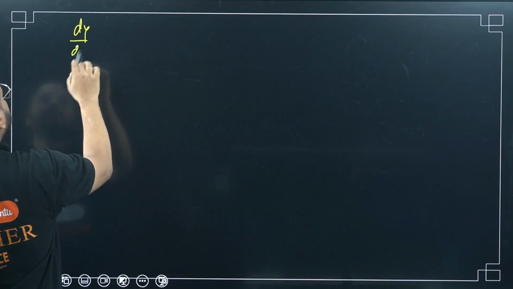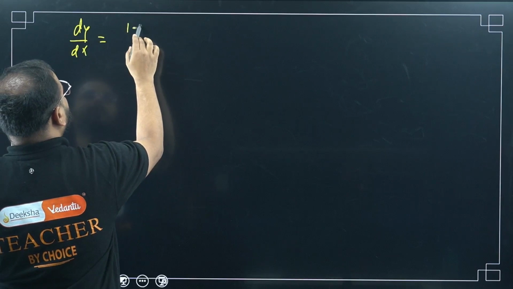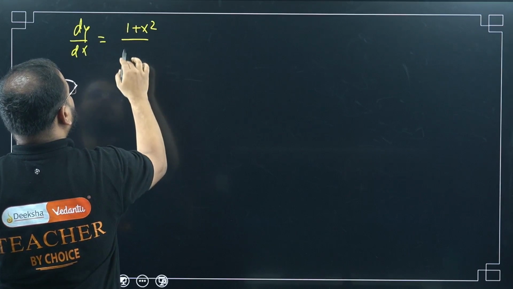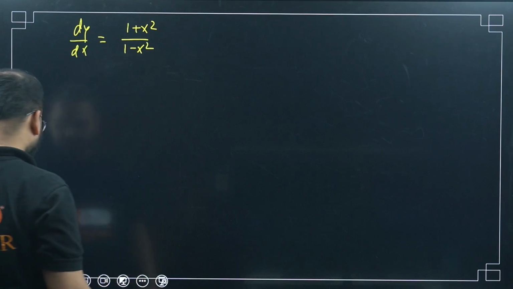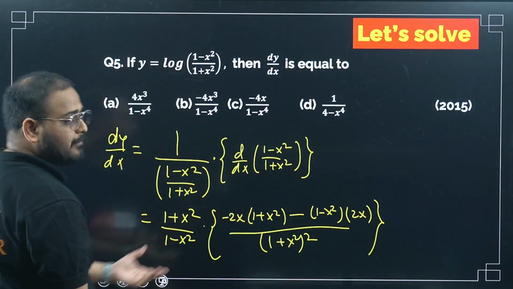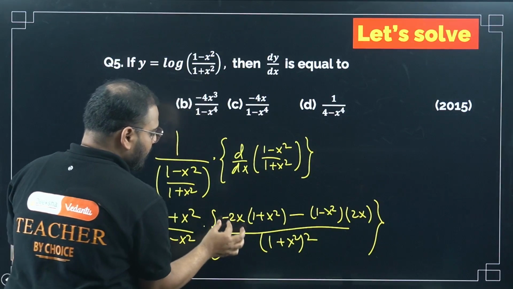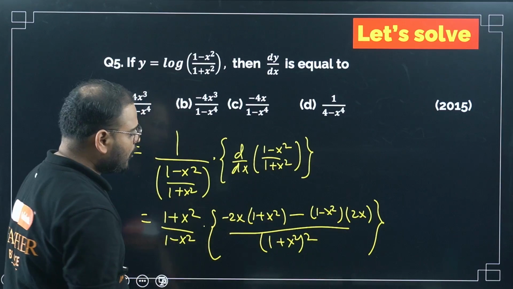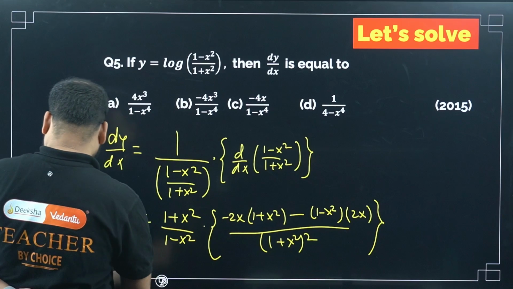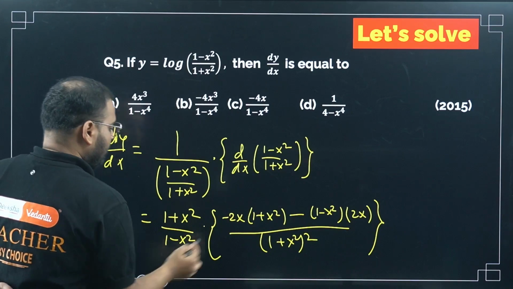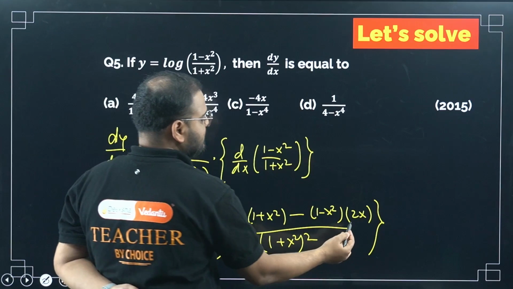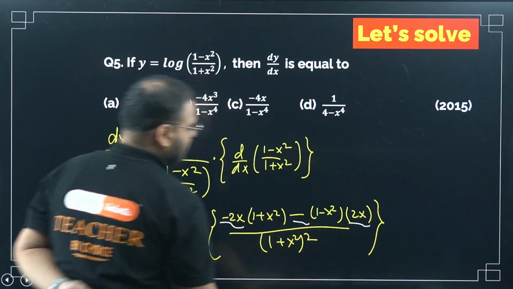dy by dx is equal to what? 1 plus x square upon 1 minus x square, I think. Please check. Yes. Now please look here, I can take minus 2x common. Can I not take it? Please check here. Minus 2x is over here and this is also over here. So minus 2x I can take common.